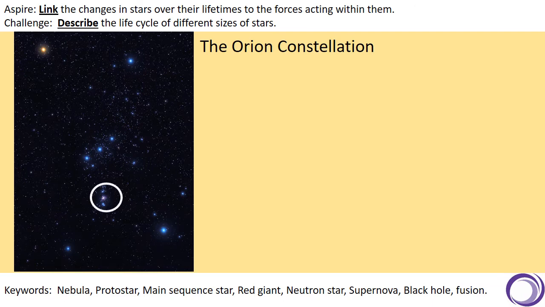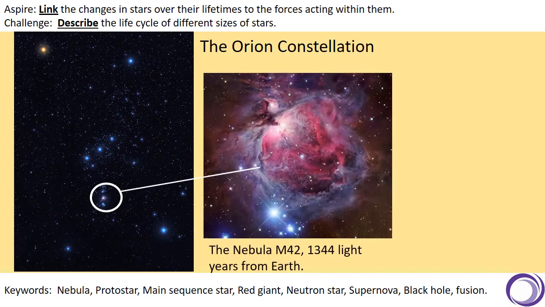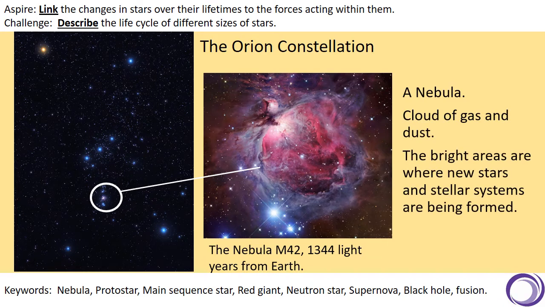Is that point underneath the belt? There's a couple of very interesting features there, but the middle one is the one that I want to focus on to start with, and that is a nebula. We talked about nebulae in the last lesson, and a nebula is a cloud of dust and gas, and it's where new stars and stellar systems are being formed. We don't call them solar systems unless we're talking about the planets around our own sun.